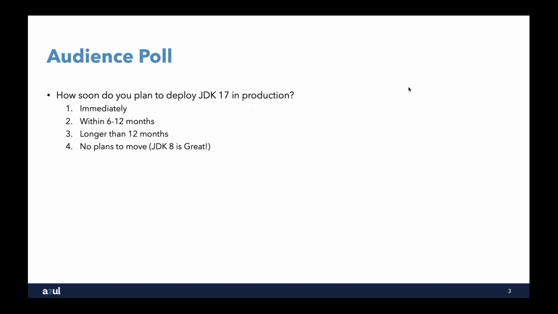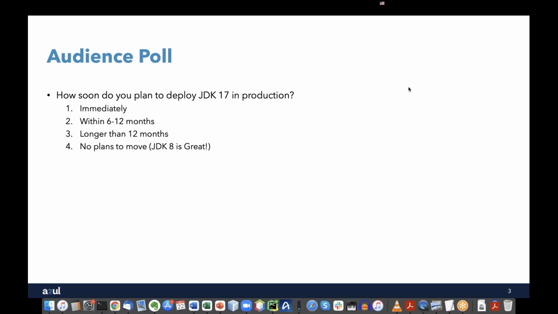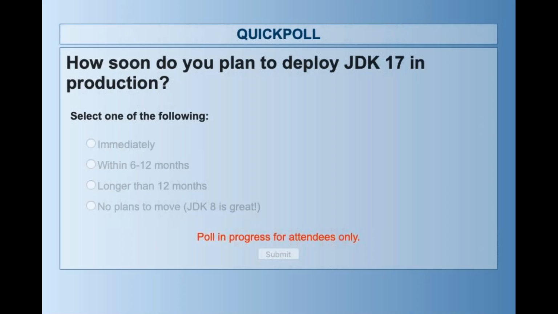What I'd like to do then is to start by asking you, the audience, a question. So let's do a little bit of a poll. The question here is, how soon do you plan to deploy JDK 17 in production? When are you going to start running your enterprise applications, your mission critical applications on JDK 17? I've given you 4 possible answers. First of those is immediately.